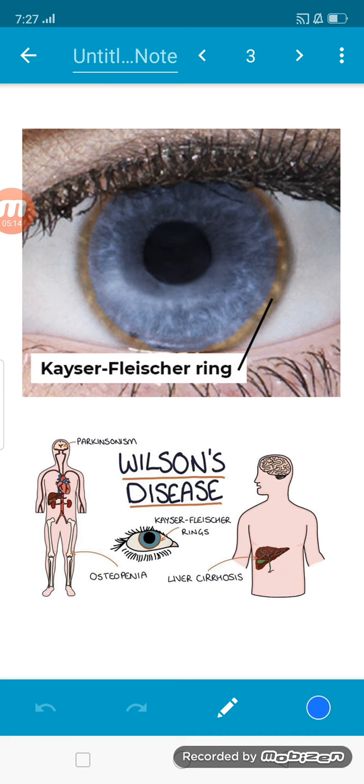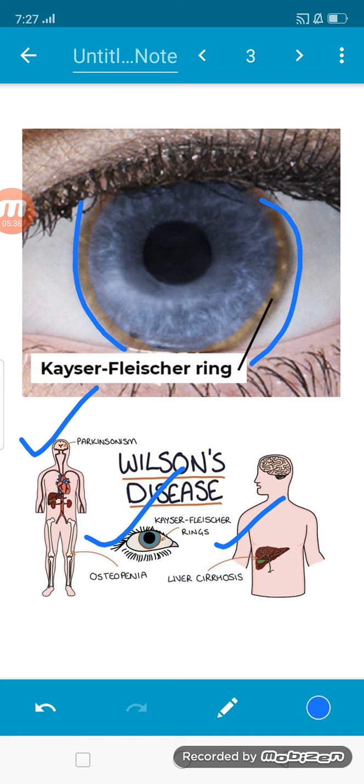Now, this is the Kayser-Fleischer ring. Look at this picture. These are the green-brown discoloration over the cornea under the Descemet membrane. So these are pathognomonic for Wilson disease. Now, in this picture, you can see that once it goes into the CNS, it tends to cause Parkinsonism. In the eye, it can cause a Kayser-Fleischer ring, and in the liver, it tends to cause liver cirrhosis.